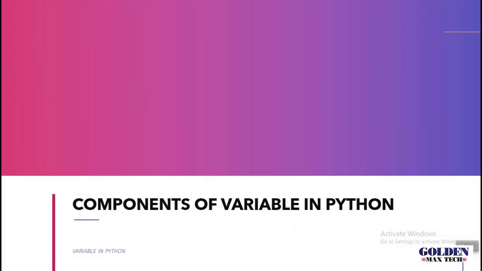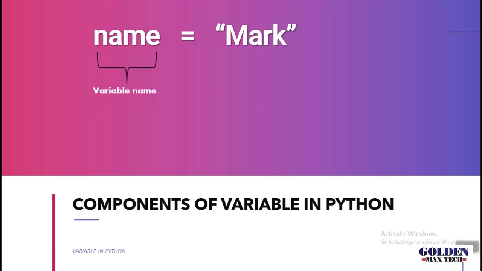Now, I want to first of all look at the components of a variable in Python. A variable in Python is made up of different components. What you can see here is the variable syntax in Python. I would like to explain the components of this variable and how you should be able to identify what each component is. The first component is the variable name.